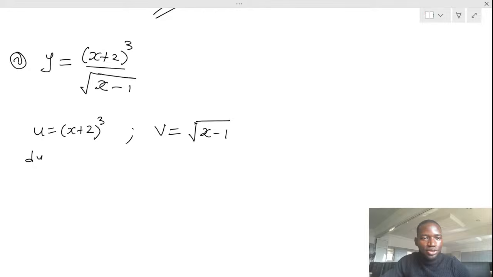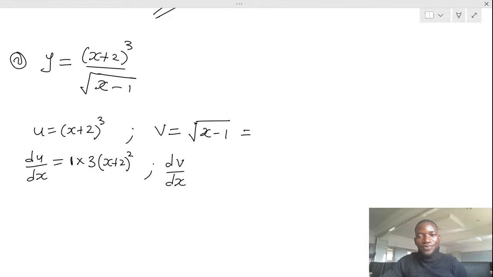Now let's differentiate u with respect to x. If you differentiate this, like I taught us some, what's it called? Function of a function, which is the chain rule. Differentiate what is inside here, you're going to have 1. Then multiply it by differentiating everything here. That will give us 3 into x plus 2, then 3 minus 1 will give us 2. That's it. Now let's do dv by dx. First of all, you can express this one like this.